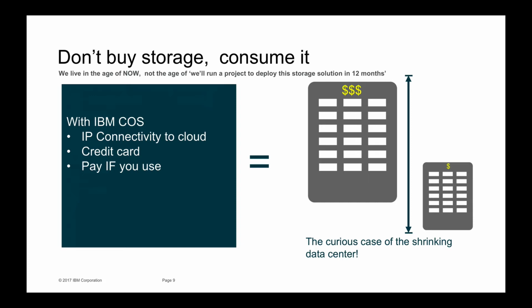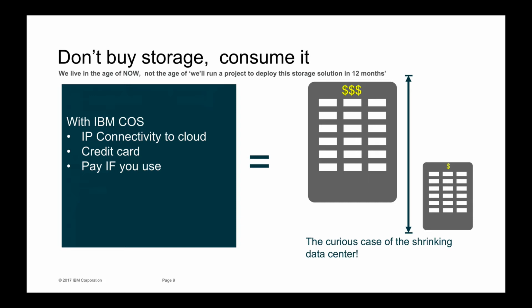And the beauty is that you only pay if you use. So that means if in month 1 you only upload 1 terabyte of data, you pay for 1 terabyte of data, which will be probably somewhere in the vicinity of $10. So what does this mean? This means that suddenly the amount of kit that you need to deploy in your data center starts shrinking.